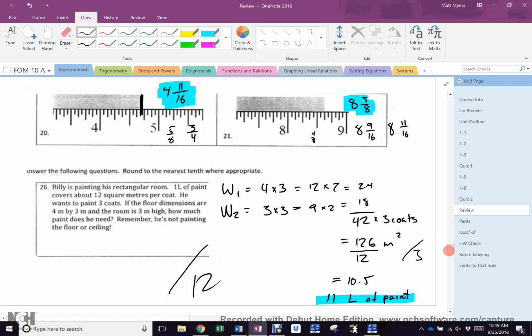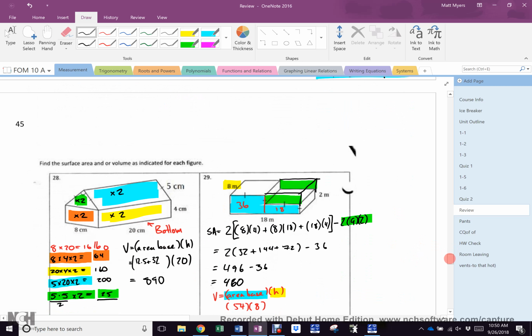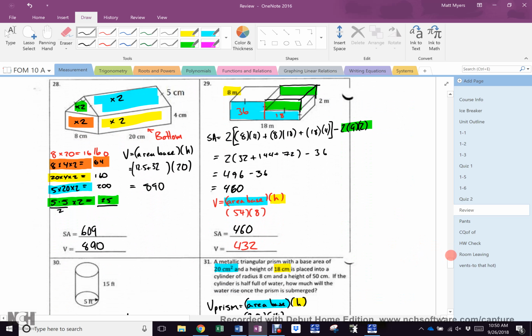All the work is shown on here, so you can go back and look at it as you see fit. This page, I even color-coded it for you. The bottom in red, 8 by 20. There's only one of them. It's 160. Well, it's going to be one for each, right? One for volume, one for surface area.